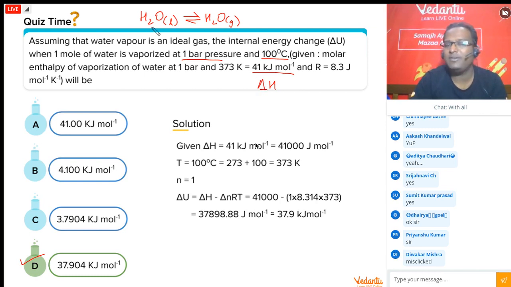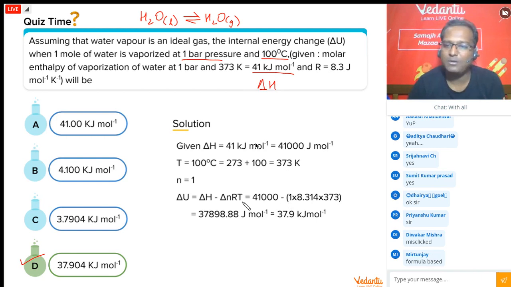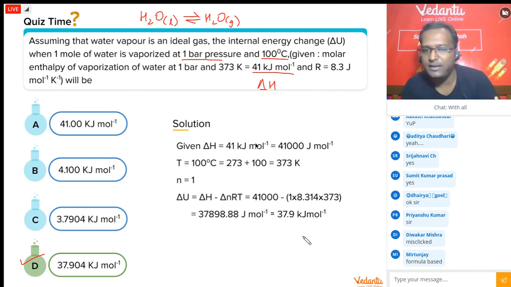What will be the value of delta n_g? That will be 1. What will be the value of R? In the question it is given as 8.3. What will be the temperature? 373. So all you had to do was plug in and calculate. Still, very few of you got the right answer. Not done, guys.